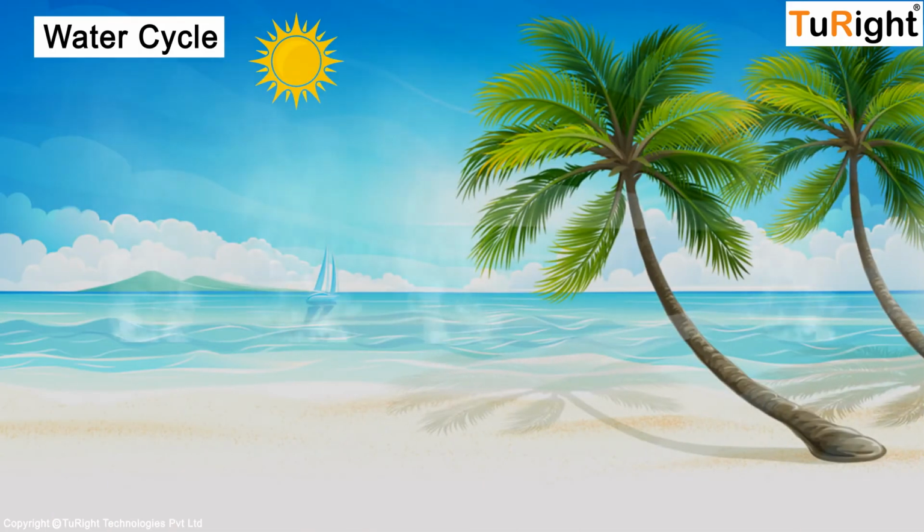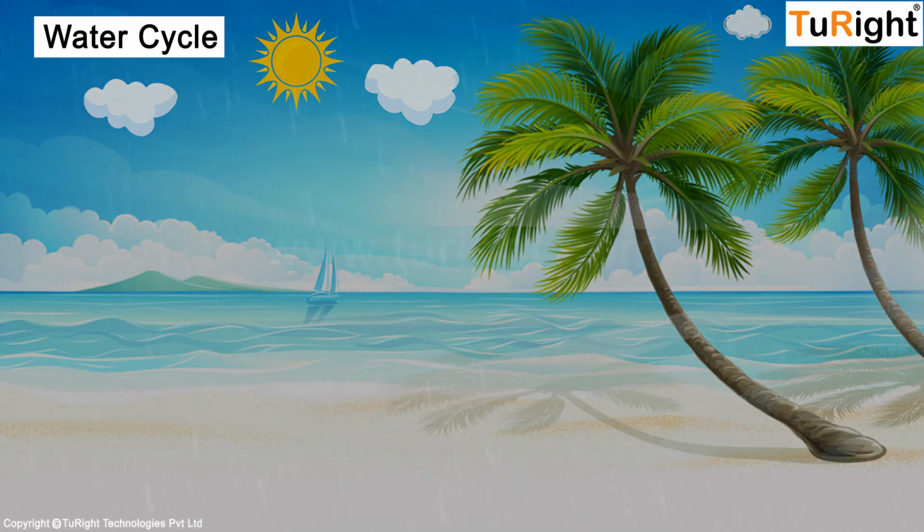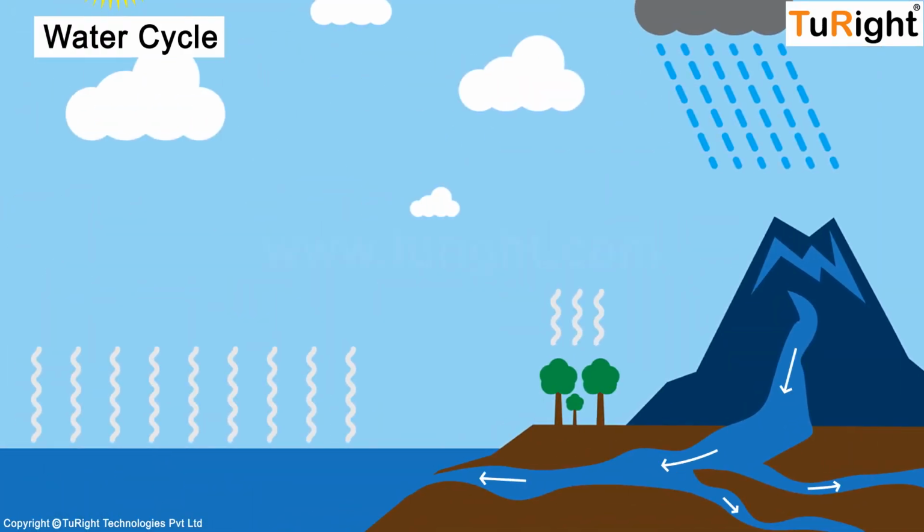The water vapor rises up in the air, cools, and turns into tiny water droplets. These droplets come together to form clouds. This process is called condensation. When the clouds become too heavy, the droplets in them fall down in the form of rain, hail, sleet, or snow. This process is known as precipitation. The water received by Earth as rain, hail, or snow goes into the oceans, seas, rivers, and lakes.